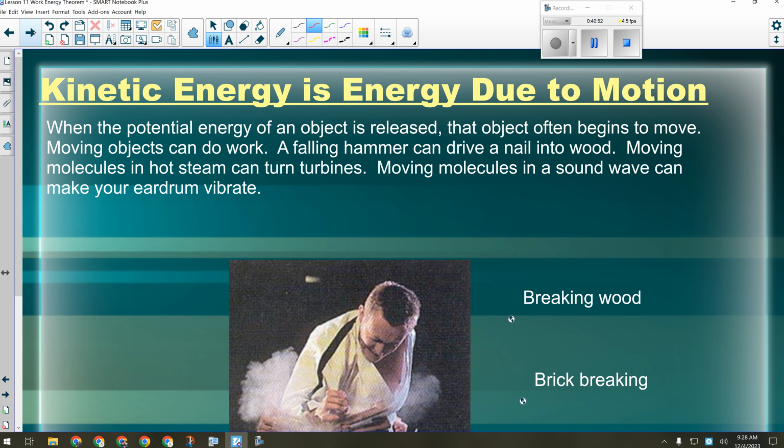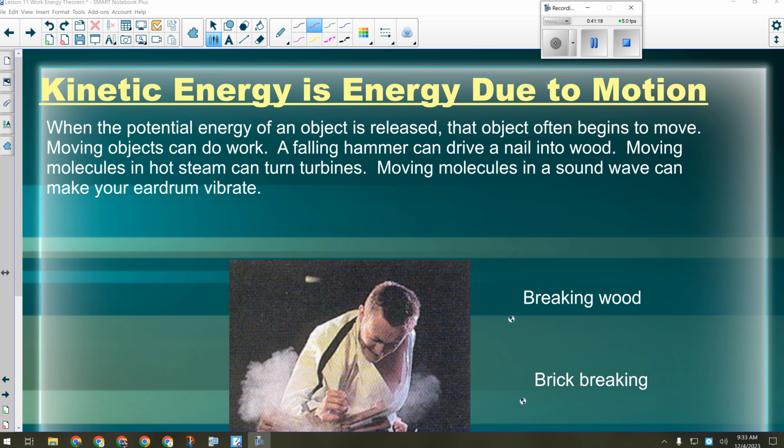I'm going to give you a little break here, maybe about 5 minutes, before we start talking about kinetic energy. Let's talk about kinetic energy here, because kinetic energy is the type of energy that gets work done. Moving objects can do work. Stationary objects can't. So having potential energy is all well and good, but it has to be converted into something that can actually cause change.